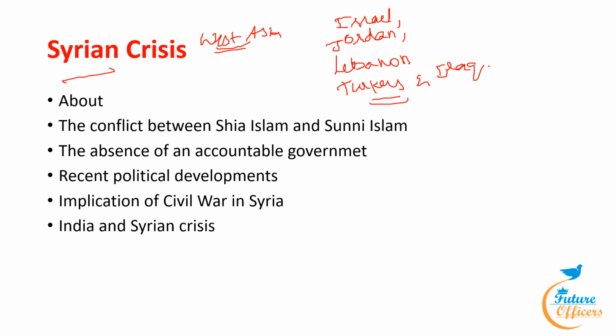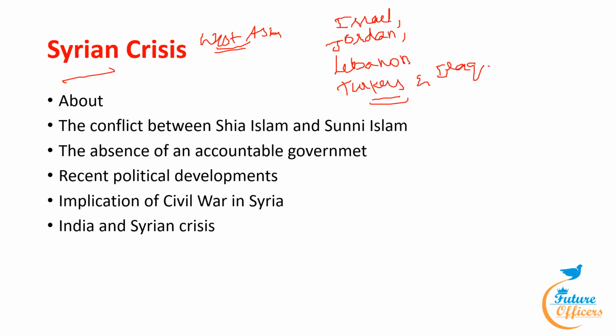Now, what is the conflict between Shia Islam and Sunni Islam? Sectarian conflict that has existed in the area for centuries is the source of this conflict. The two main branches of Islam are Sunni and Shia. The West Asian region is split between these two, with Saudi Arabia seeing itself as the head of Sunni Muslims and Iran as the defender of Shia Muslims. Saudi Arabia and Iran have become significant players in the regional geopolitical conflicts.